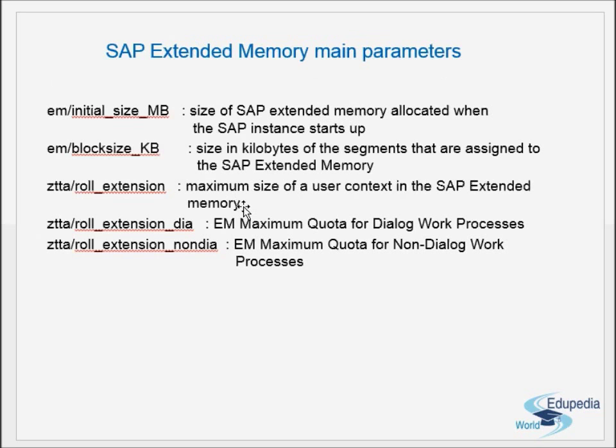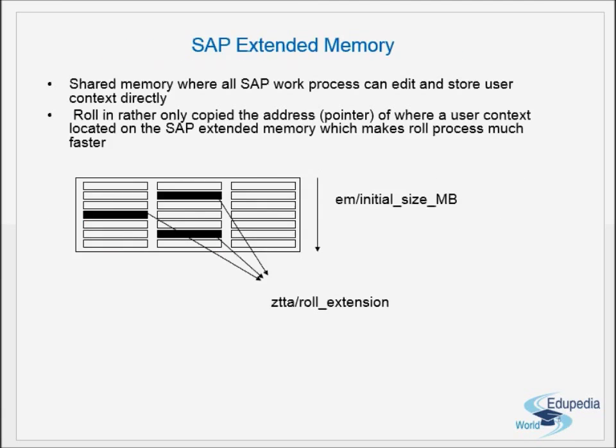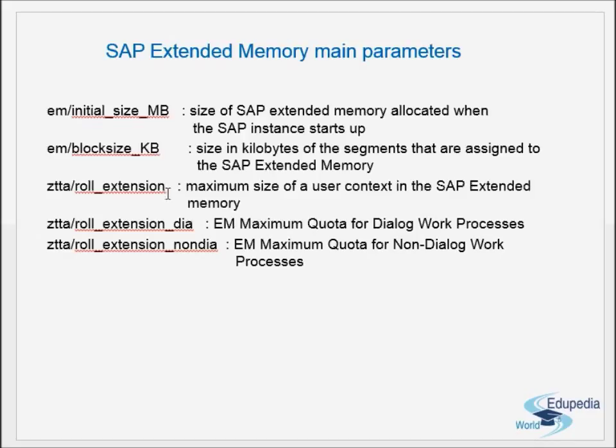Now the parameters related to this extended memory are em/initial_size_MB. This is the size of the SAP Extended Memory allocated when the SAP instance starts up. So the first one is the initial size of the extended memory. The next one is em/blocksize_KB, the size in kilobytes of the segments that are assigned to the SAP Extended Memory. So it's nothing but this block size. This is the initial size in MB, and the next one is the individual block size.